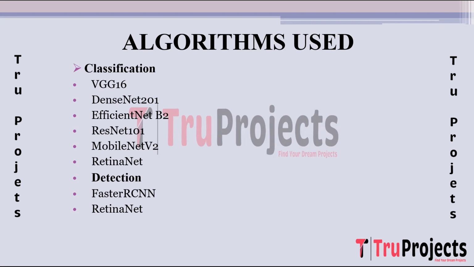RetinaNet, object detection. As mentioned earlier, RetinaNet is a two-stage object detection architecture that integrates a feature pyramid network, FPN, with classification and regression subnetworks. It's known for its efficiency in handling objects at various scales.